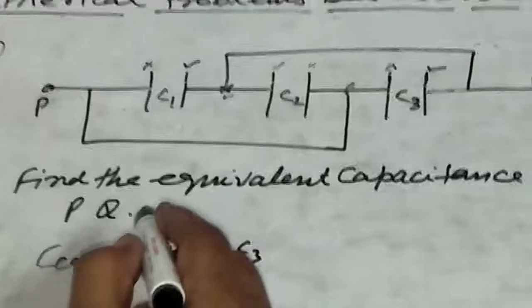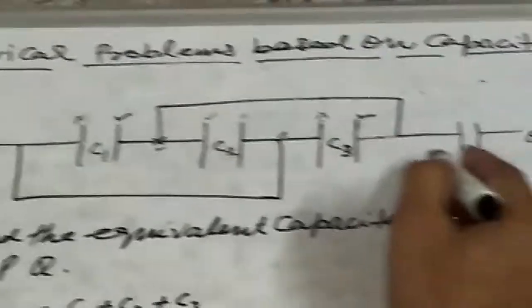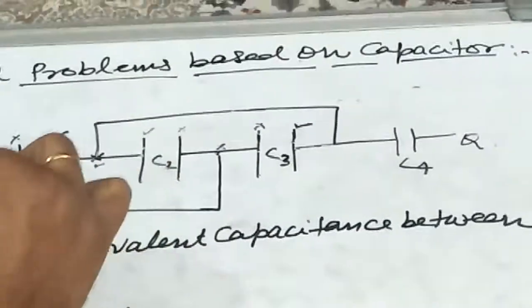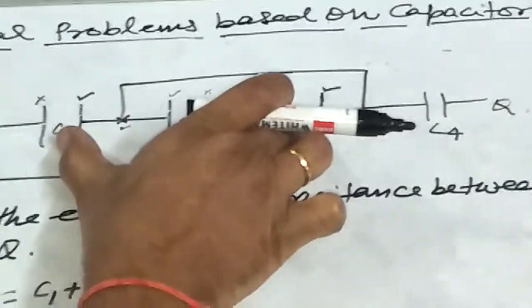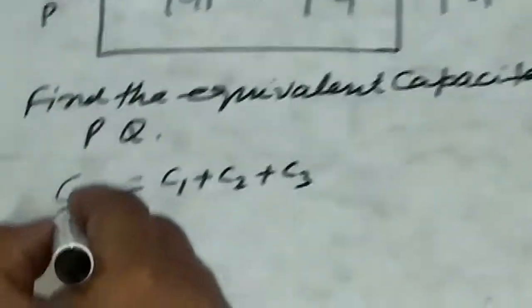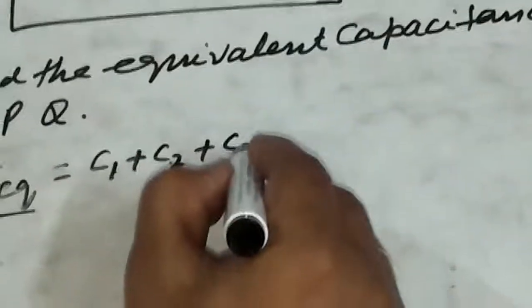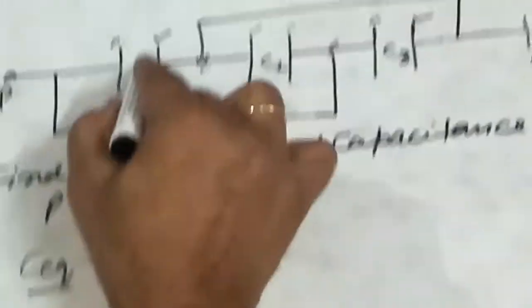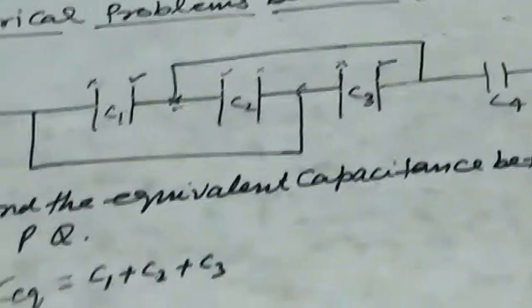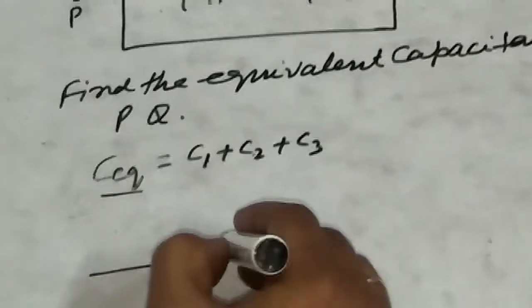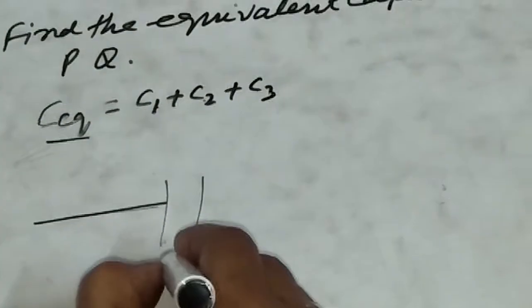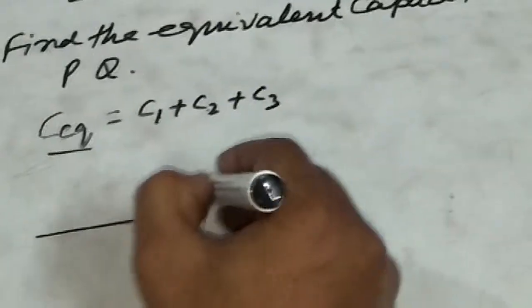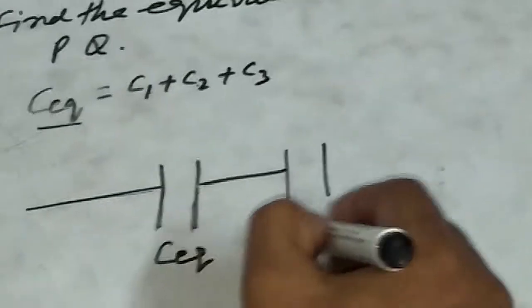Now in this case, how can we find the equivalent capacitance? For this case, first you will find the equivalent capacitance of these three, and in place of these three capacitors you can put a single capacitor of C equivalent, meaning C1 plus C2 plus C3. Equivalent of this one, you can put as a single capacitor in place of these three, and there you write C equivalent, and with this C equivalent, this C4 is connected in series.